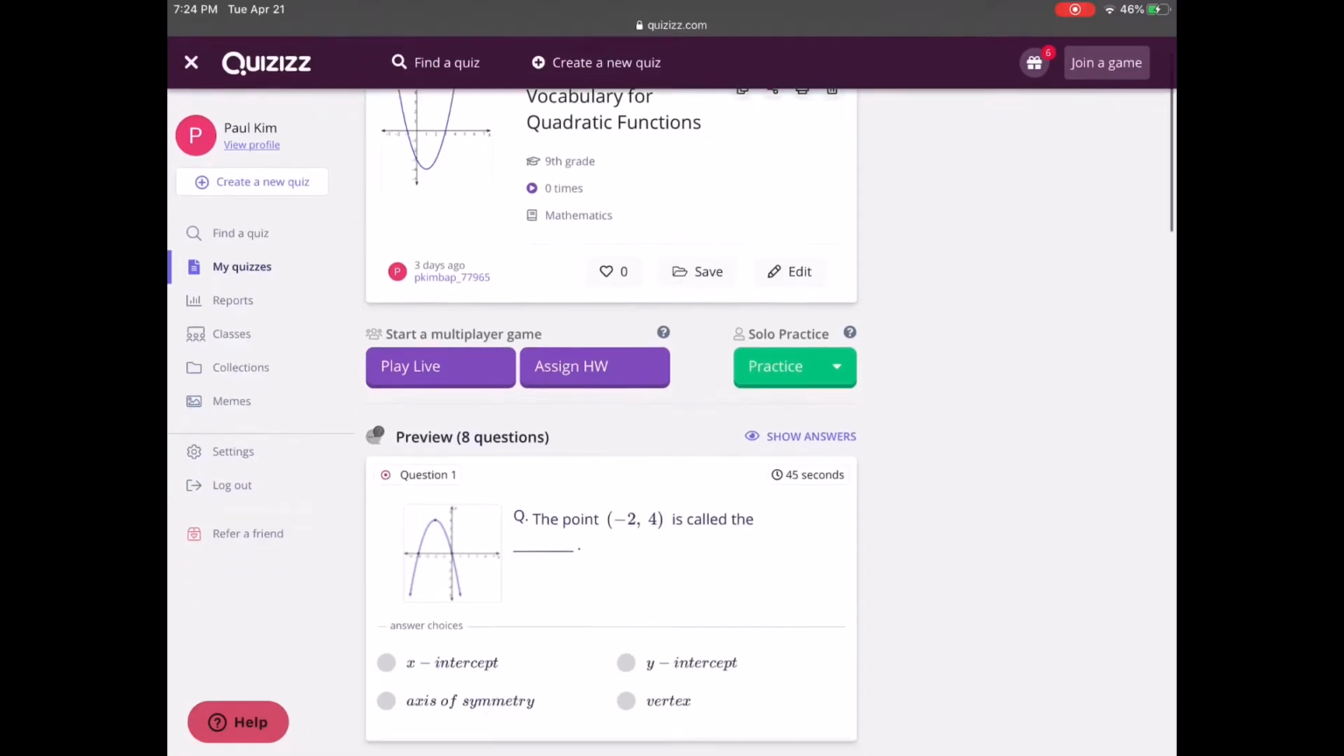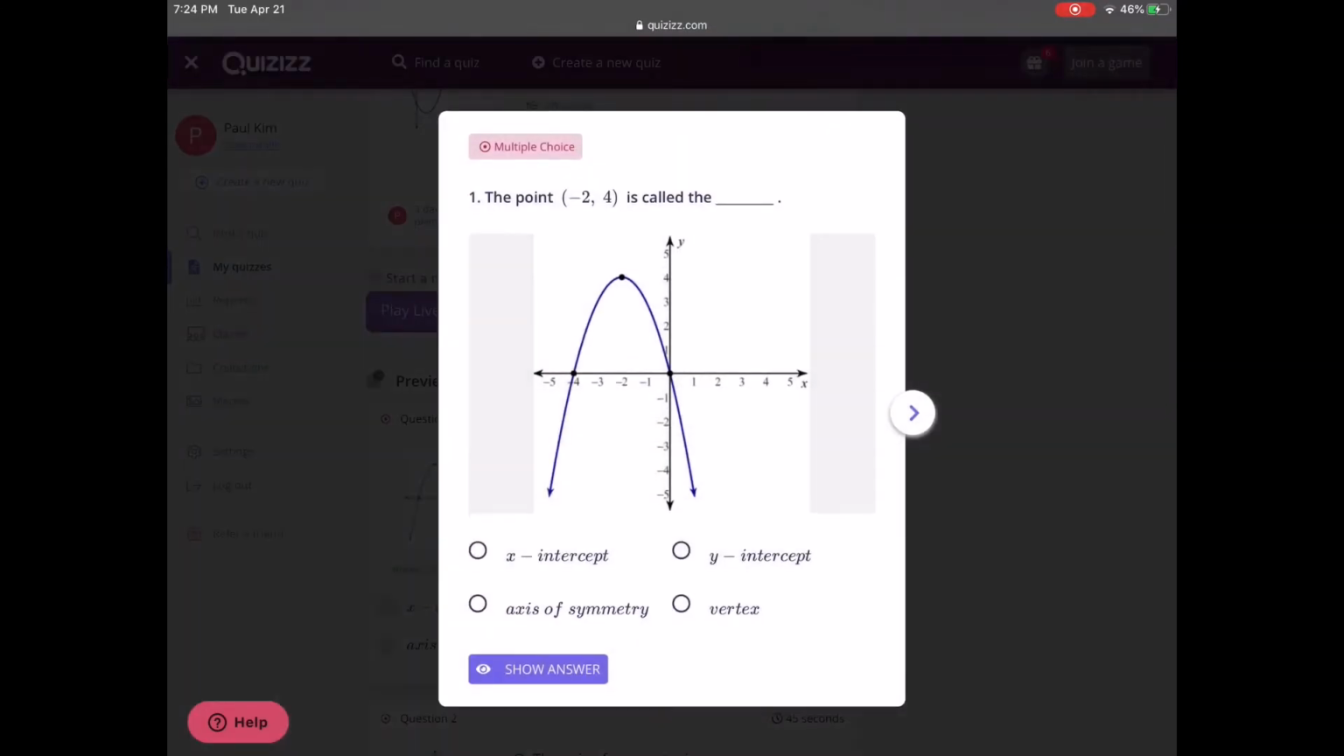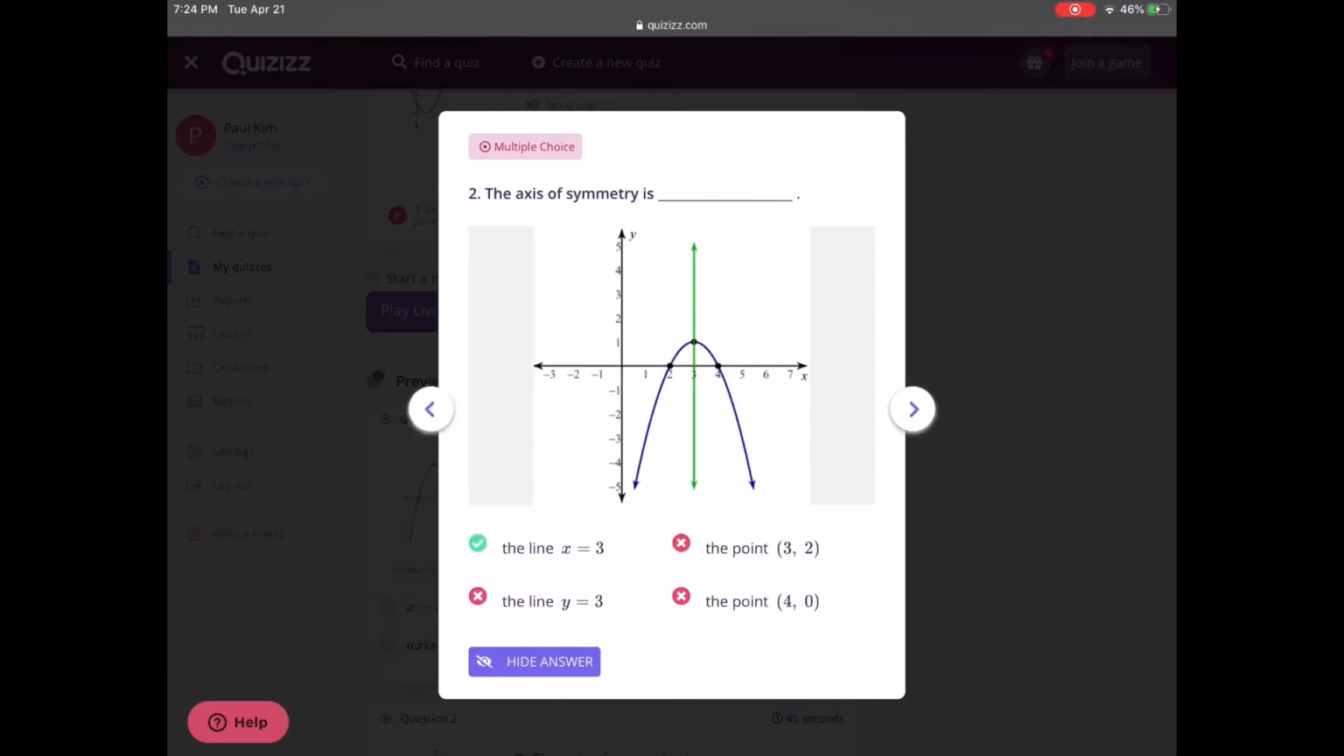So let's see how you guys did. I'm just going to go through each question one at a time. The point -2, 4 is called, if you remember, the highest point on this parabola in this case. That's your vertex. It could also be your lowest point, right?